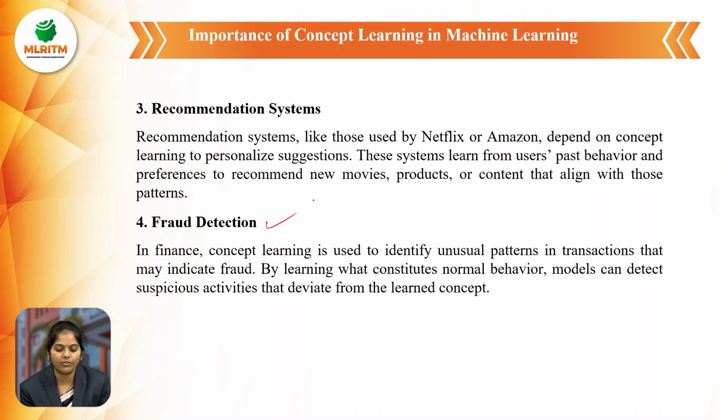And the last one, fraud detection. So in finance, concept learning is used to identify unusual patterns in transactions that may indicate fraud. By learning what constitutes normal behavior, the models can detect suspicious activities that deviate from the learned concept. Let's say we have not made any transactions for the past 6 months. If we suddenly make a transaction of more than 1 lakh, then the system will suspect that it might be an unusual transaction done by the user, so it will show a message or a mail like: we have observed a suspicious or fraud transaction from your account, is this you or not, so that it will verify whether any fraudulent transaction has appeared on our account.